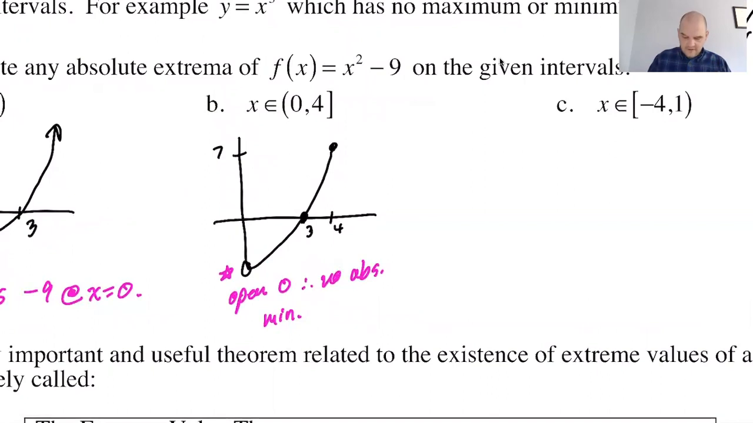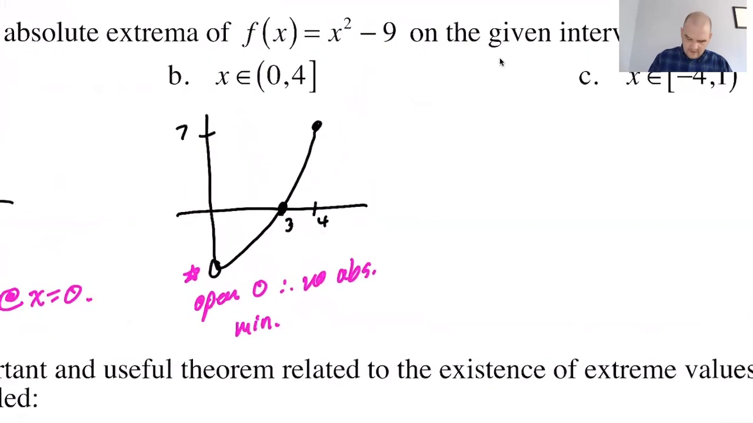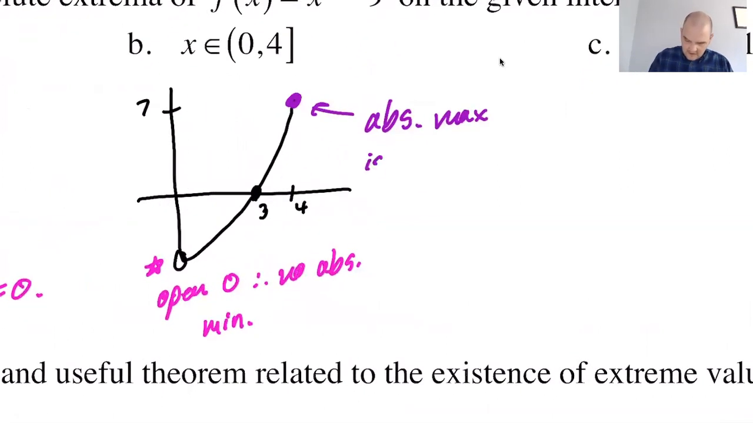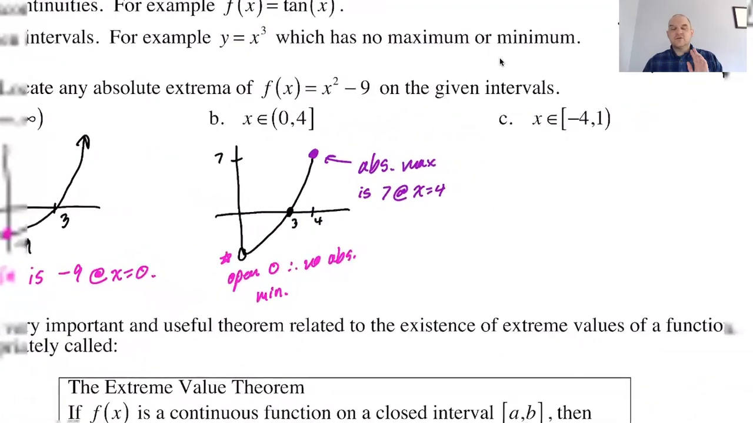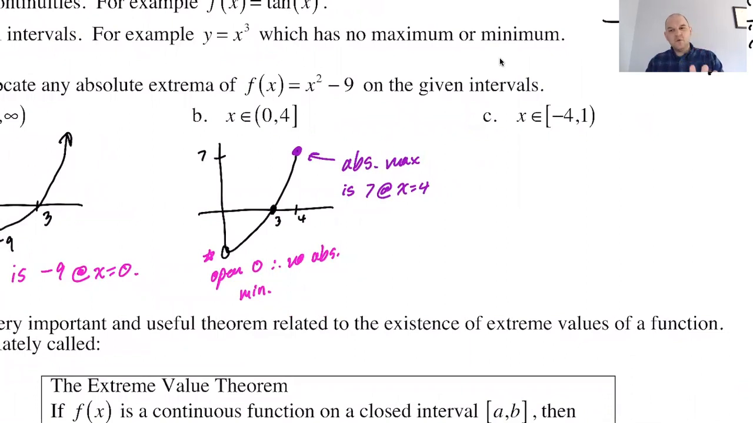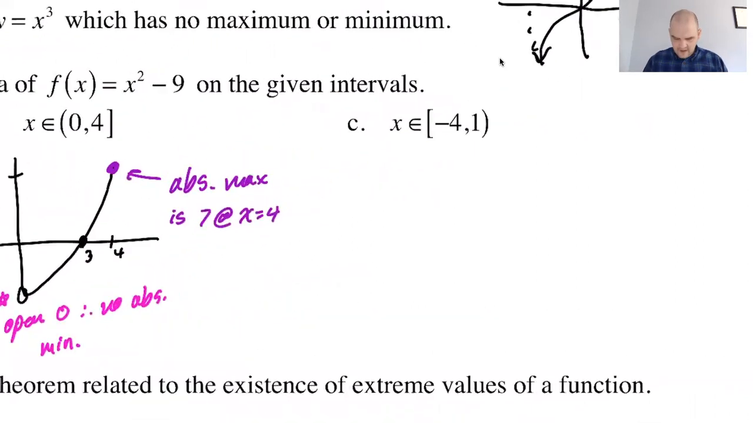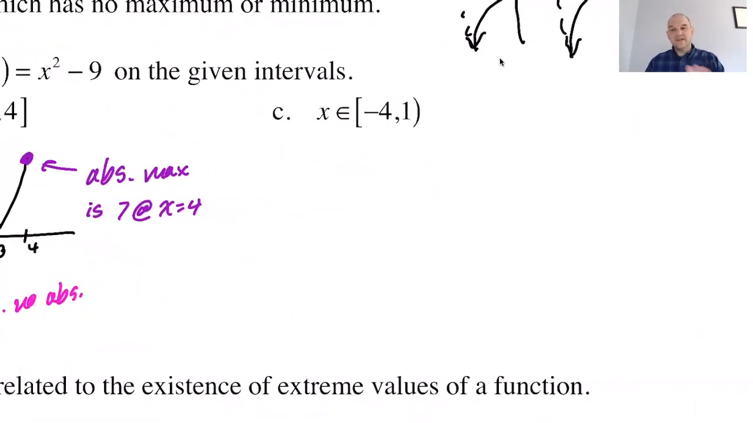On the other hand, up here, this is the absolute max because that y value is greater than or equal to, but actually just greater than, all other y values on this interval, on the domain that we're talking about. So the absolute max is 7, and it happens at x equals 4. So that is an example of a semi-open, semi-closed, half open, half closed interval. I don't really know what the correct terminology would be. We had an absolute max. We did not have an absolute min.